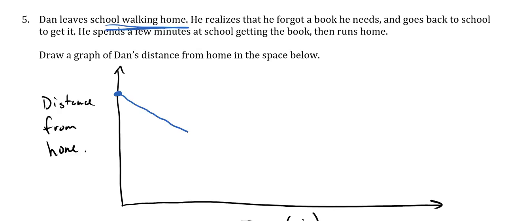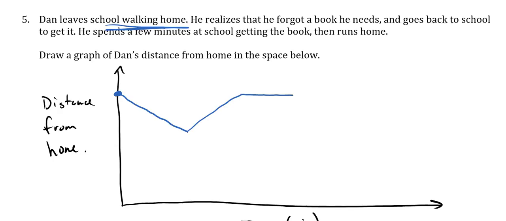He realizes he forgot a book. He goes back to school to get it. So I got to go back to school. So I'm going to make sure when I go back to school that I'm about at the same height here, right? Because that's where school is. So it should be at about the same height there. He spends a few minutes at school. What does a few minutes not moving look like? Flat line.